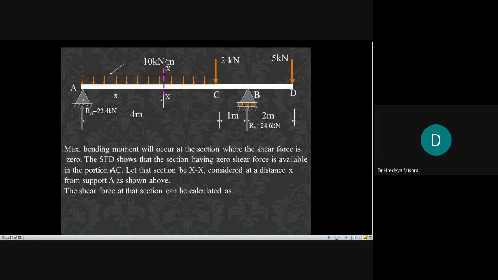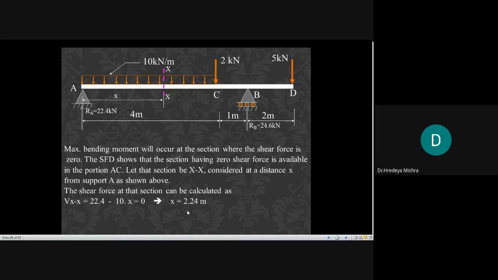The shear force at this section can be calculated as Vx equal to 24.4 minus 10 into x. Why 10 into x? Because the UDL is applied here, and if we convert the UDL into force, then 10 into distance, 10 into x. Okay, so we get the value of x, that is 2.24 meter. Okay, so you can ask a question.